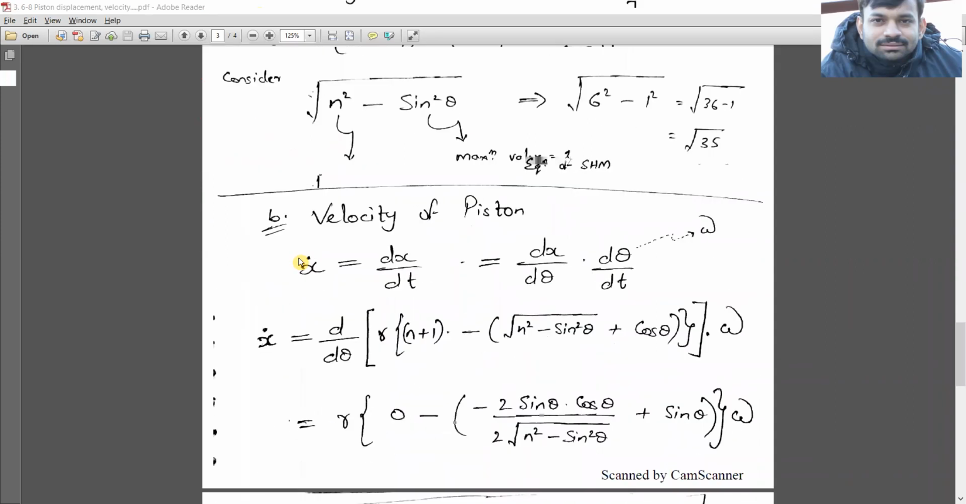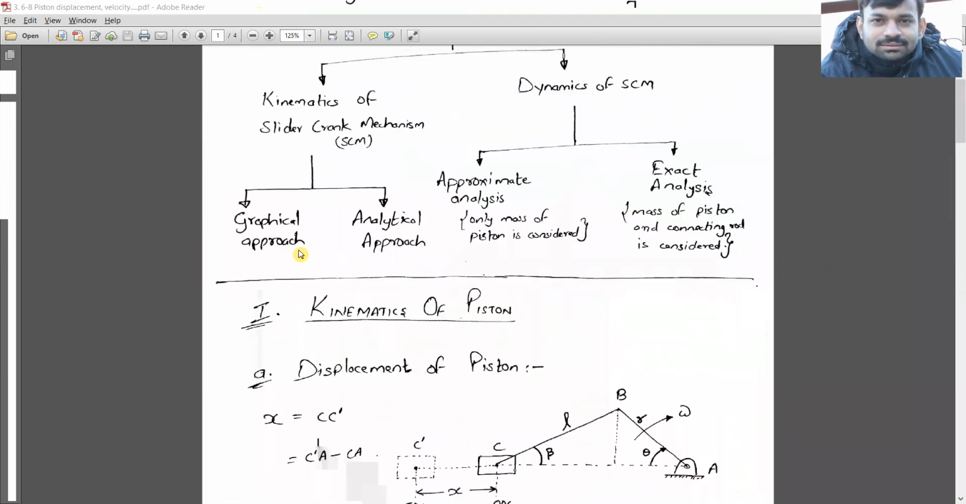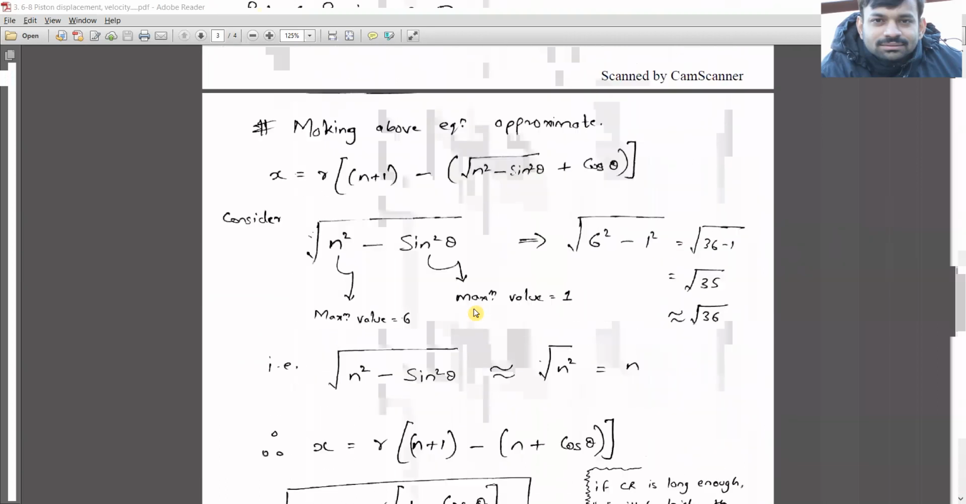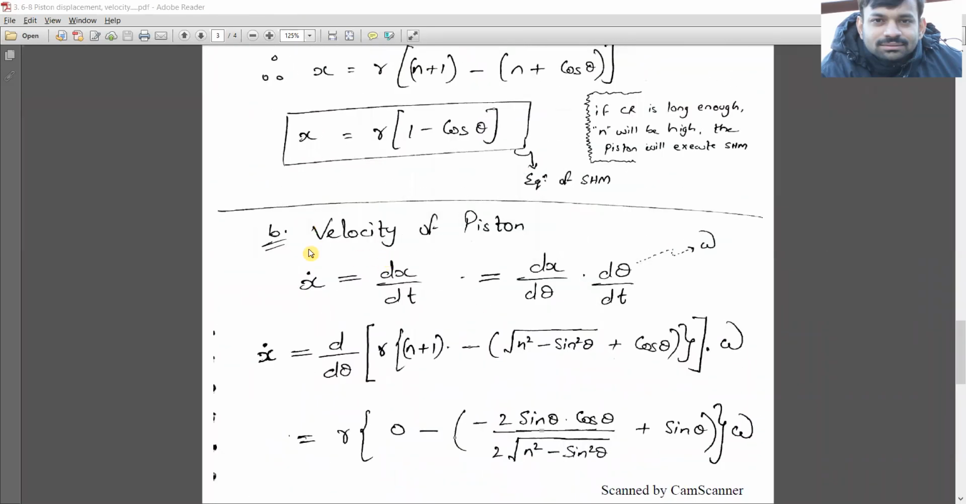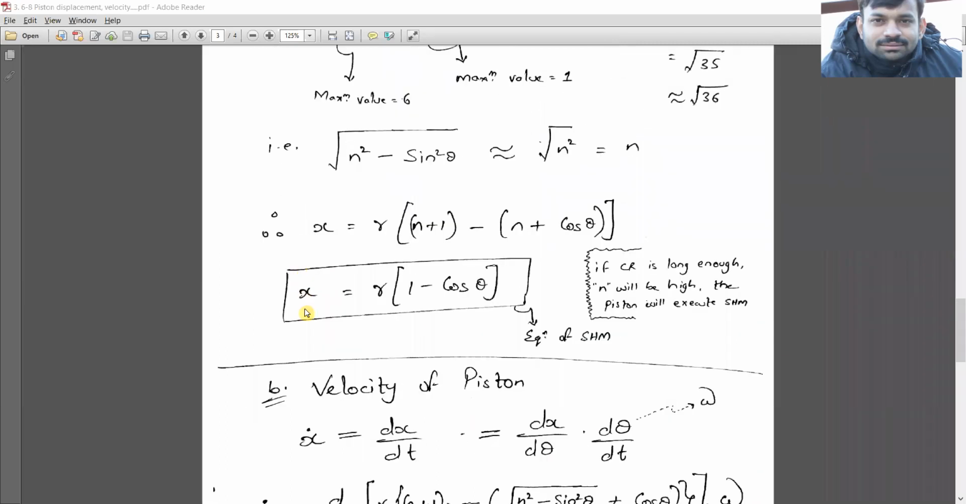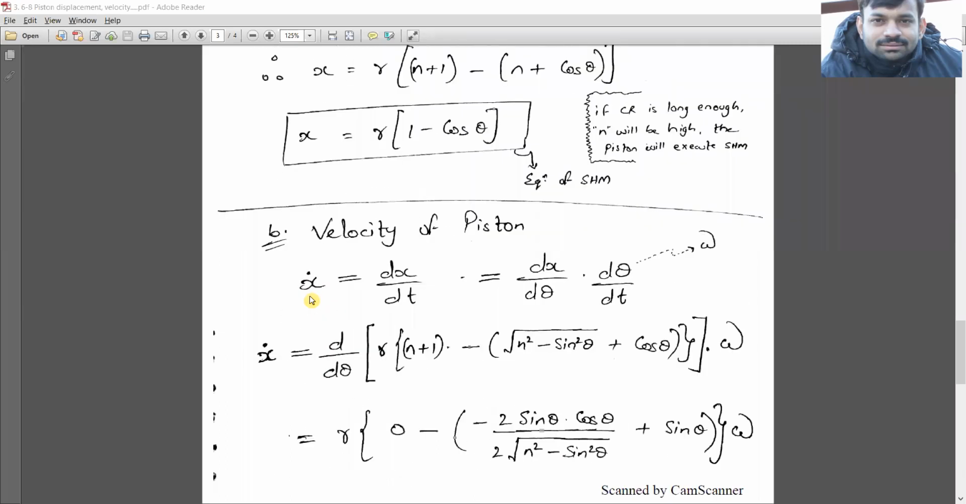All right. So we have done the kinematics of piston, that is displacement of piston. Let's talk about, in kinematic part only, the velocity of piston. You know that if displacement is represented by x, the velocity will be represented by x dash. And what is meant by x dash?